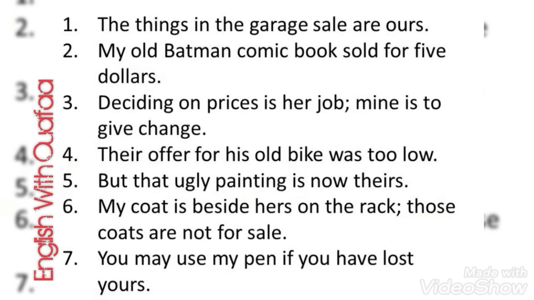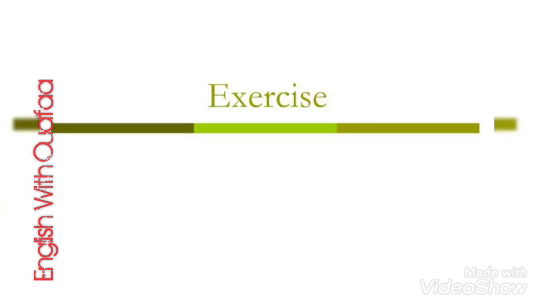Here are some examples. One, the things in the garage sale are ours. My old Batman comic book sold for $5. Deciding on prices is her job. Mine is to give change. Their offer for his old bike was too low, but that ugly painting is now theirs. My coat is beside hers on the rack. Those coats are not for sale. You may use my pen if you have lost yours. So these are examples of possessive pronouns.